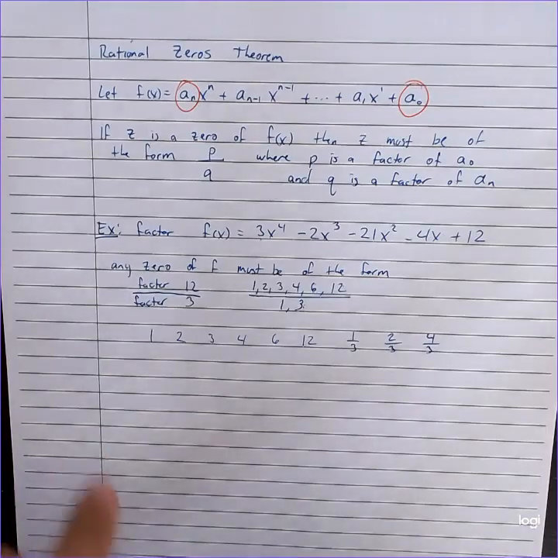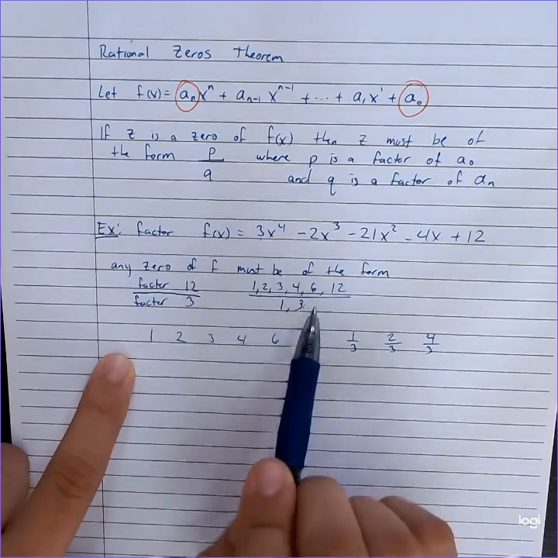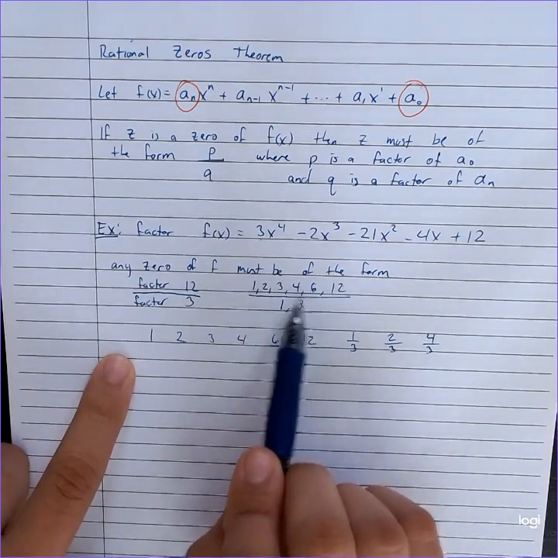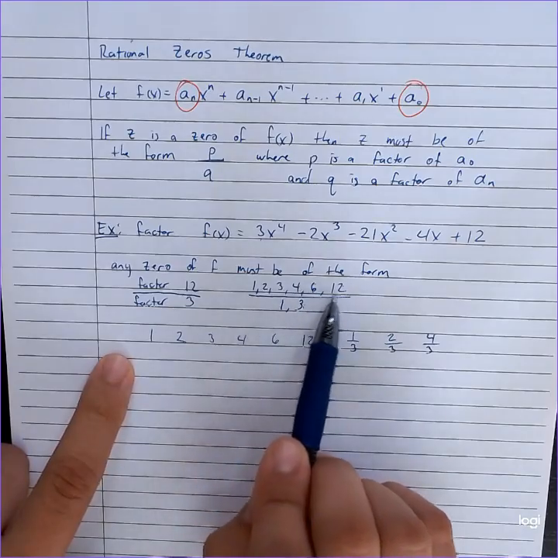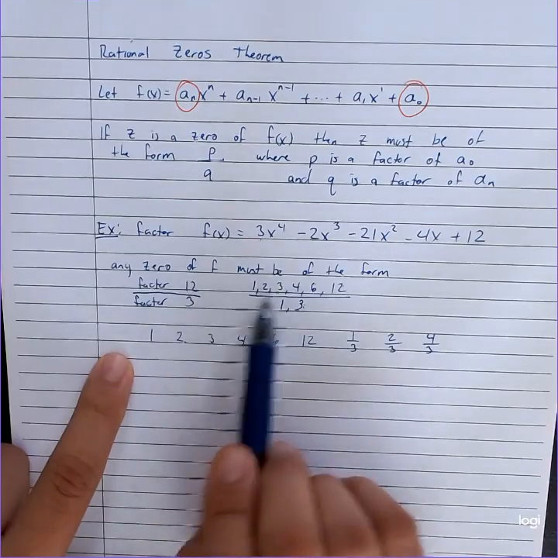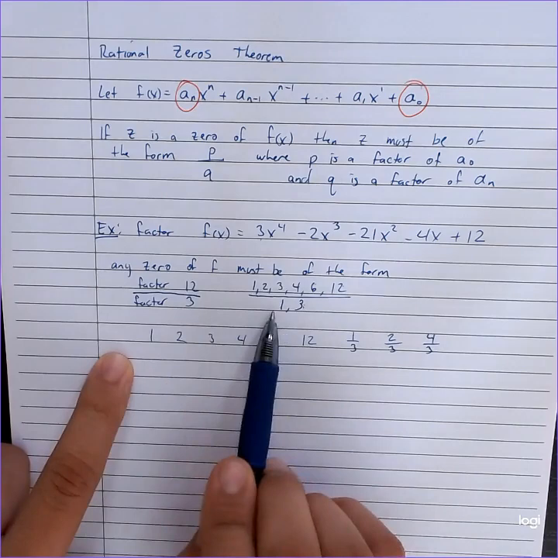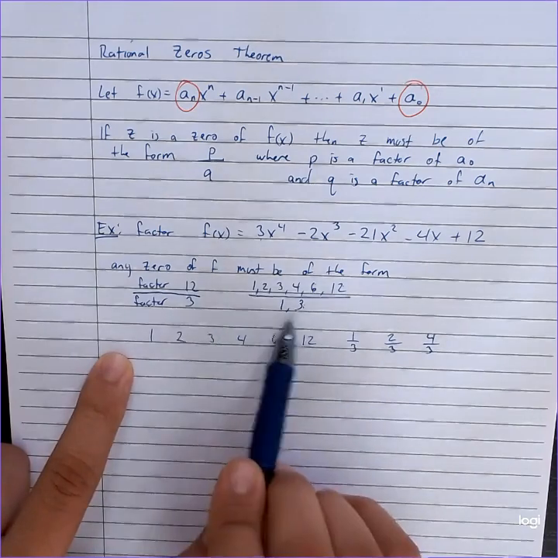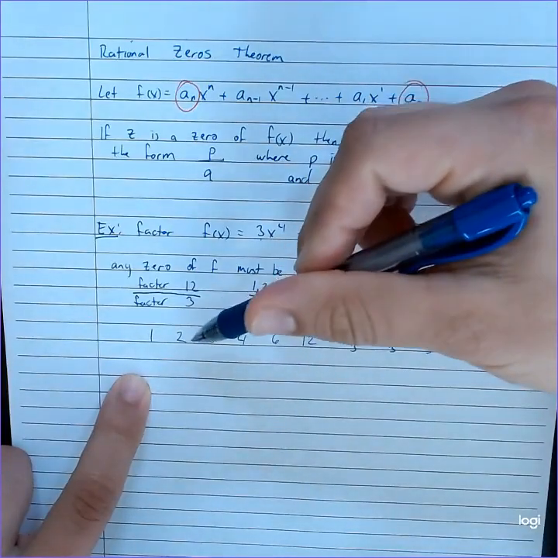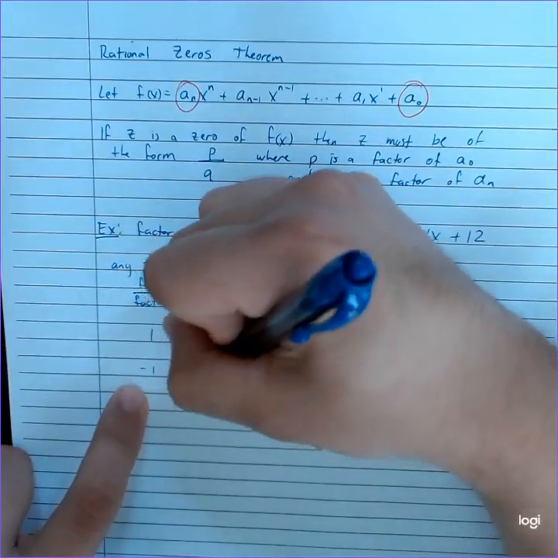Now, there is one extra thing we have to worry about here. Note that if your number can be divided by the number 6, it can also be divided by the number -6. That is to say, if the number 12 is divisible by these, it's also divisible by the negatives of these. Likewise, if the number 3 is divisible by these, it's also divisible by the negatives of these, which means that my possible zeros aren't just these fractions, but they're also the negatives of these fractions.